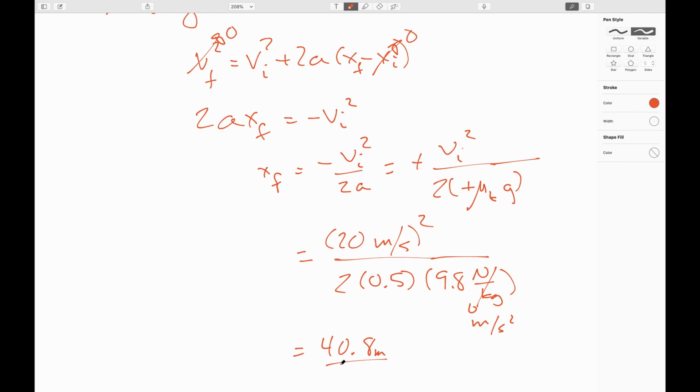and I have 40.8 of them. You might ask yourself, does that sound reasonable? Well, something moving at 20 meters per second is moving on a pretty good clip. So you might expect it to go skidding for a while. So yeah, that seems perfectly reasonable.